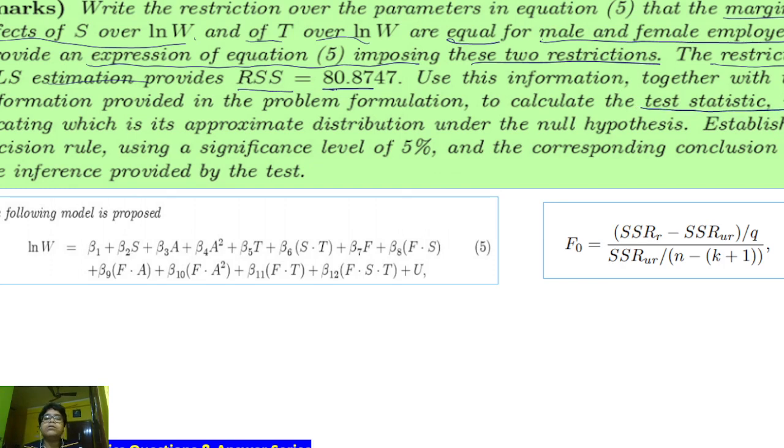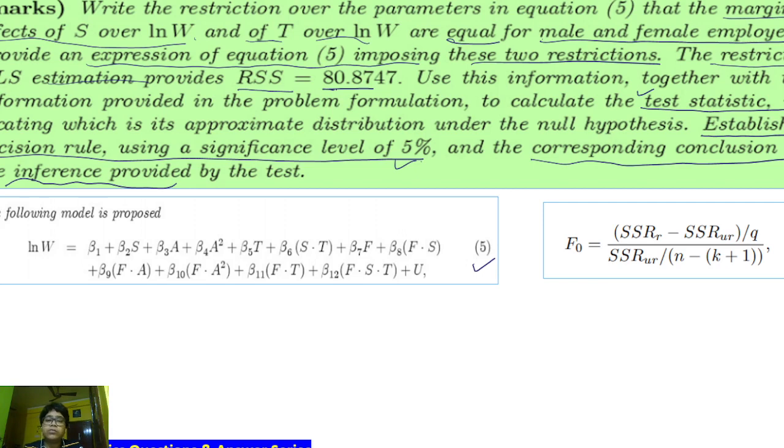Till now they are not disclosing what the test statistic is. You have to find the test statistic. Okay, and then you are going to establish a decision rule using a significance level of 5%. That means first you identify what kind of test you are going to use, then you have the significance level of 5%, and then you conclude. Okay, fine. So now I'm using equation 5.